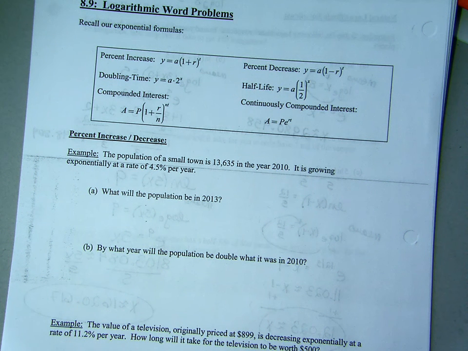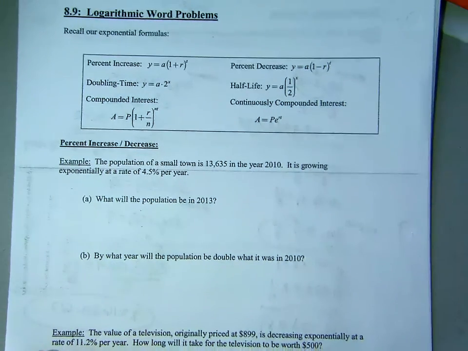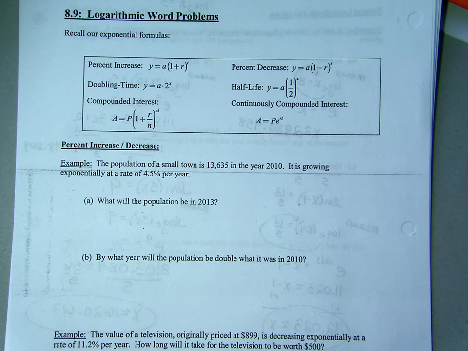Anyhow, what I would like you to do right now: percent increase, decrease. I would like you to read that example. I would like you to do letter A. Letter A is nothing new at all. B will be different. If you don't remember how to do this, look back at 8.3.